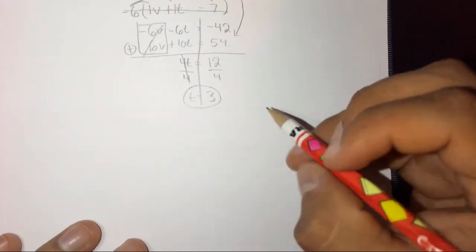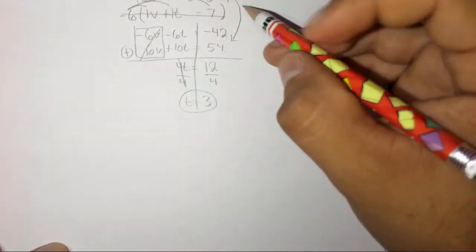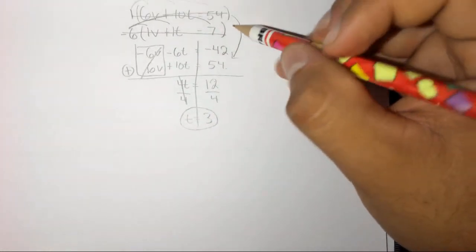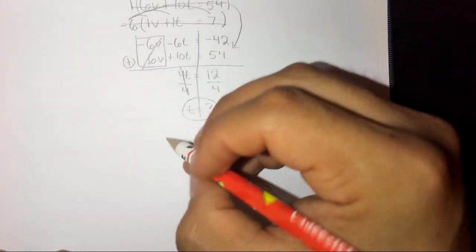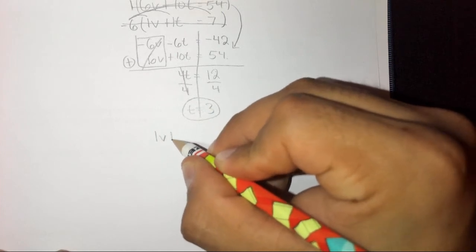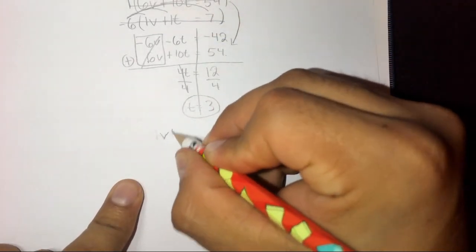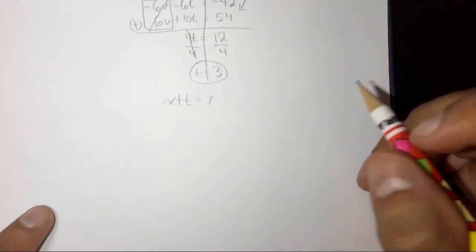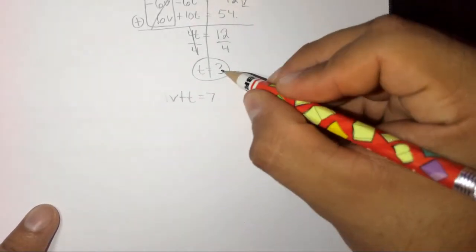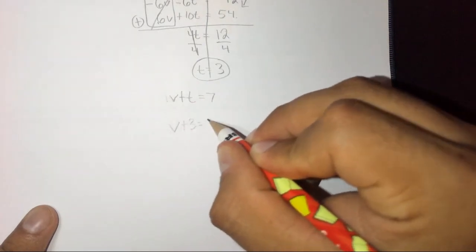From here, I'm going to take that t equals 3 and plug it back into one of the equations. I always like to try to get the easiest one. The easiest one is going to be 1v plus 1t equals 7. So I'm going to rewrite that. Let me just do v and t: v plus t equals 7. I'm going to plug in 3 for t. So now I have v plus 3 equals 7.